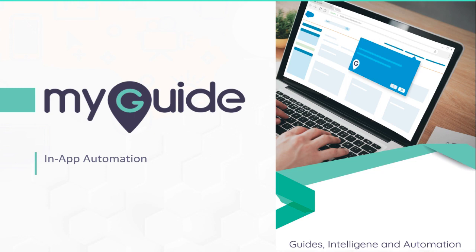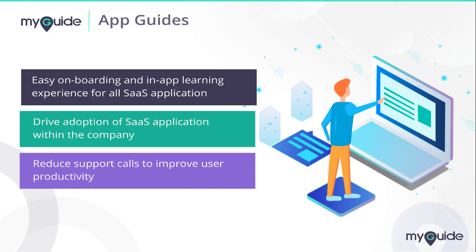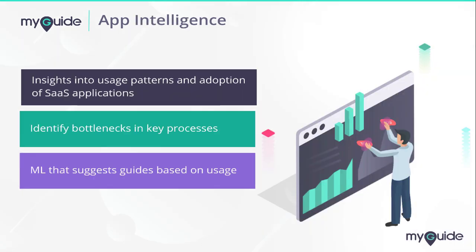You can use MyGuide for in-app guides, you can use it for intelligence, and you can use it for automation. So if you're onboarding employees on a CRM software, you can give them in-app guidance and they can be onboarded on any new software step by step. You can also drive adoption. If there is a new feature that you are releasing, you can drive the adoption. And finally, you can drive the support calls using the in-app guides.